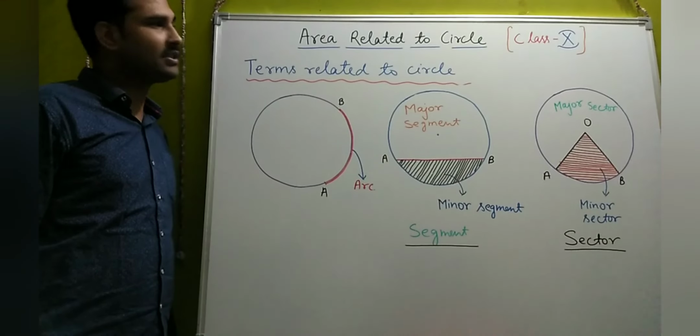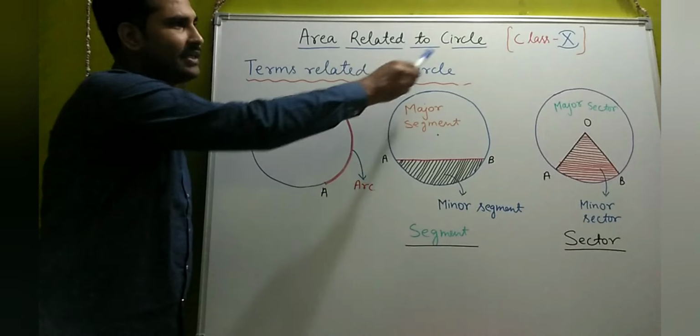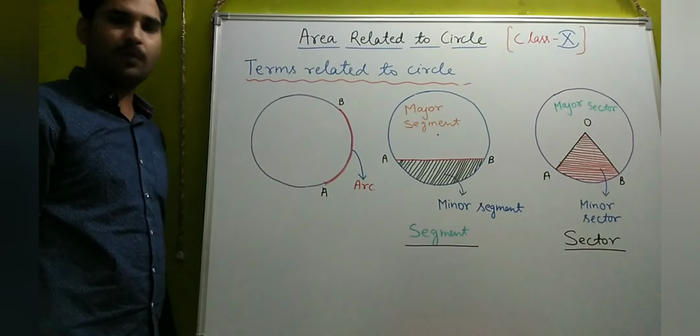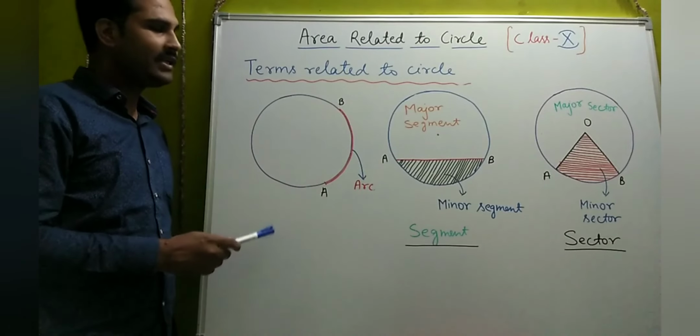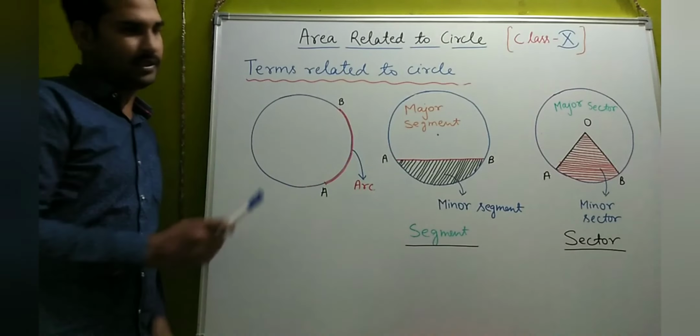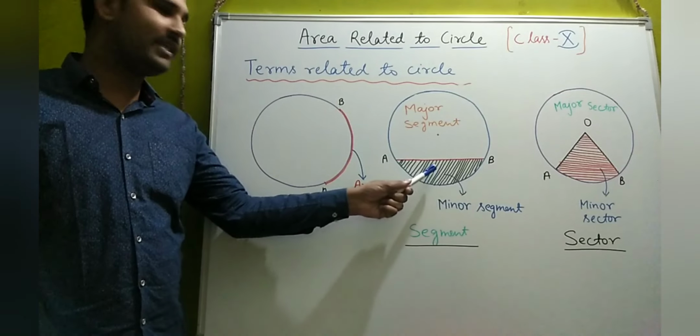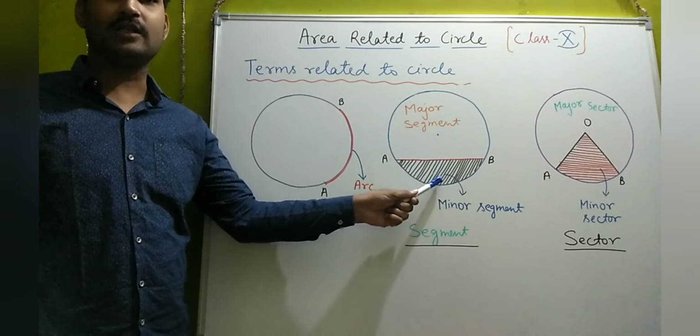Today we are here to discuss the topic area related to circle, class 10. First of all, we have to learn some terms related to circle. Arc. Arc is a part of the circumference of a circle. Segment. Segment is the region bounded between a chord and the corresponding arc.